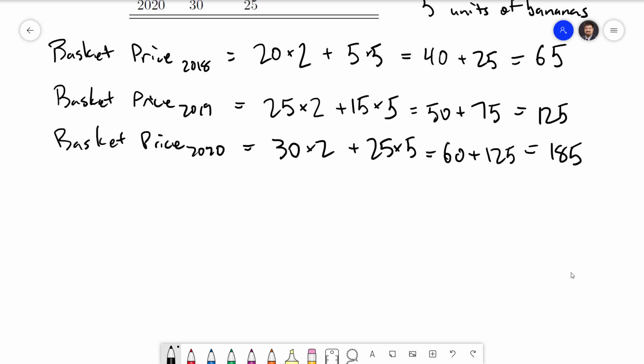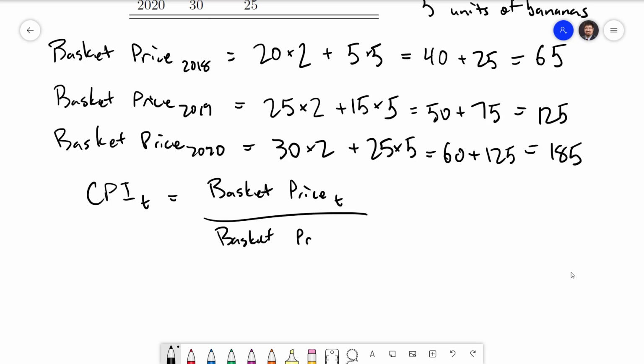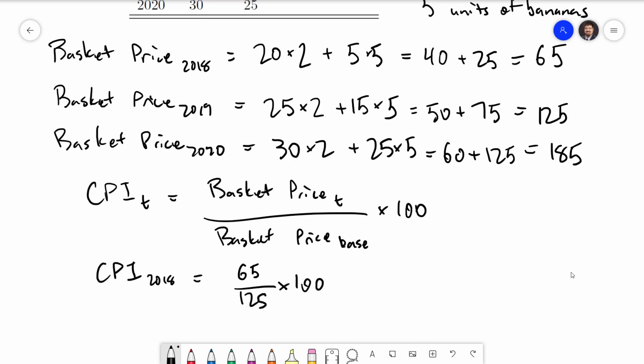To calculate the Consumer Price Index, or CPI, in a given time period, we take the basket price in year T, and we divide it by the basket price in a chosen base year. As with the GDP deflator, we will then multiply by 100. I will again use 2019 as our base year, but the decision is arbitrary. For the CPI in 2018, we have a basket price of 65, a base year basket price of 125, and multiply it by 100. This gives us a CPI of 52.